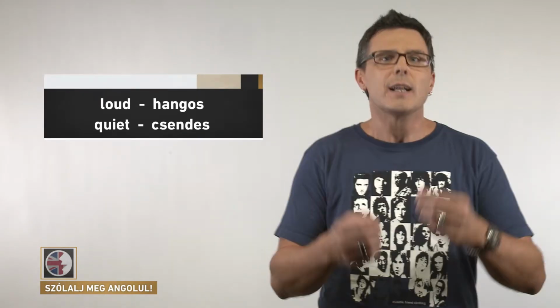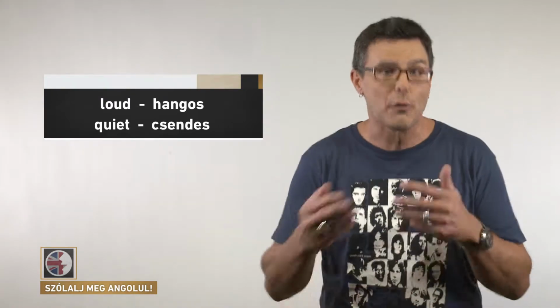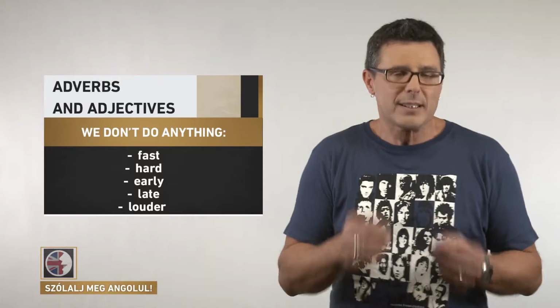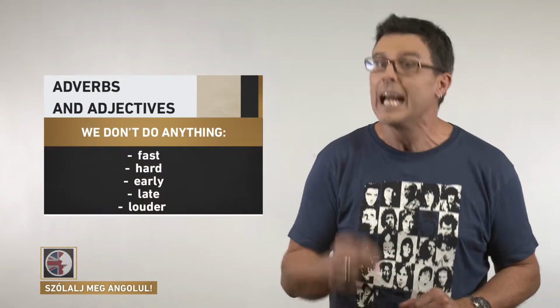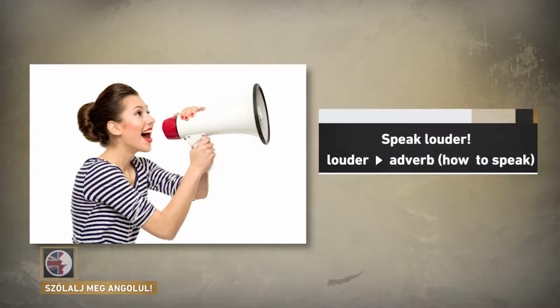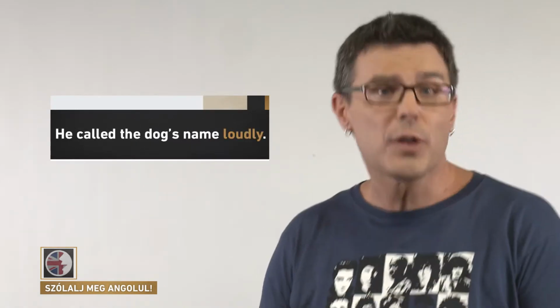Now, think back to the beginning of the lesson. Think back to louder. Louder, as we know, is the comparative form of the adjective loud. The opposite of loud is quiet, and the opposite of louder is quieter. Okay, but just like hard, fast, early and late, louder can be used as an adverb too. So when I asked you to speak louder, I was talking about the way that you speak. I was talking about how to speak. I was using louder as an adverb. We can also use the standard form for adverbs with loud. Do you remember the way we form adverbs? Yes, that's right. With most adjectives, we add ly to the end of the adjective. We do the same with loud. Loud becomes loudly. He called the dog's name loudly.